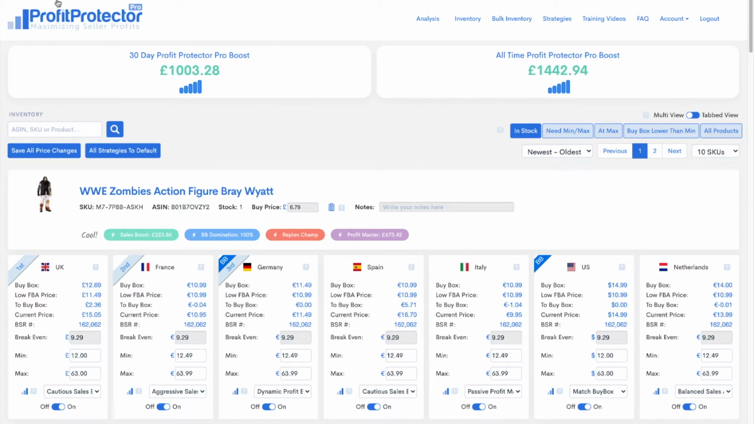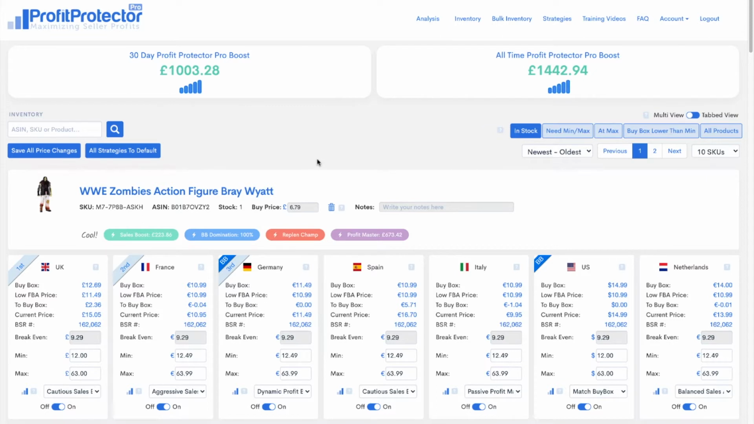As you can see here, up here you've got the logo of Profit Protector Pro. And on the right hand side at the top, you've got each of the features and pages of Profit Protector Pro that I'm going to talk you through today. And we're going to start on the inventory page, as I've mentioned.